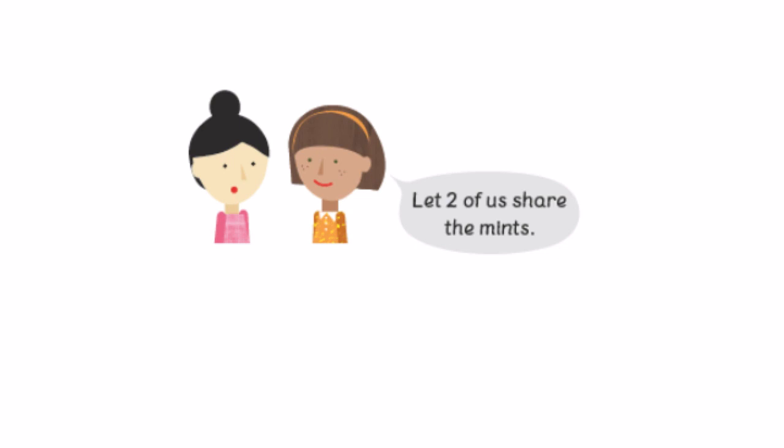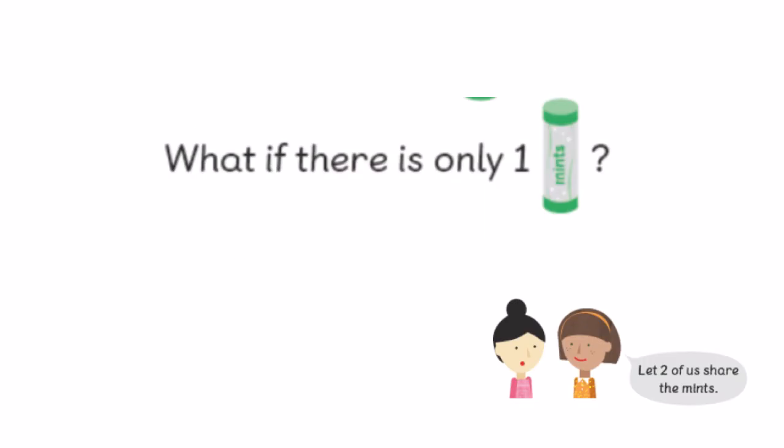We've got two friends from Maths No Problem, and they would like to share some mints between them. Maybe they're feeling a little bit hungry. The problem is we've only got one packet of mints. How can we share the one packet between the two children? Pause the video and see if you can explain how we can equally divide one packet between two children.